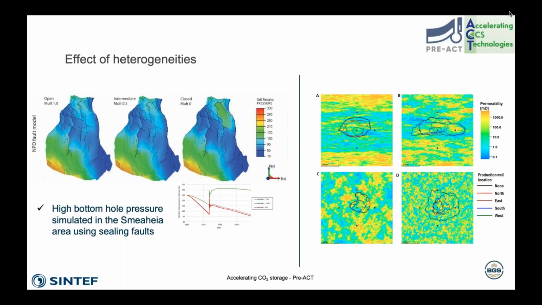And here are two examples from the project. On the left, we were investigating the role of fault transmissivity, and what we see working on here is the Smeaheia site offshore Norway, looking at open, partially closed and closed fault structures and the effect that that has on the pressure distribution that we see in the subsurface, and whether that site will have the capacity to take significant CO2 injection as a consequence of this.